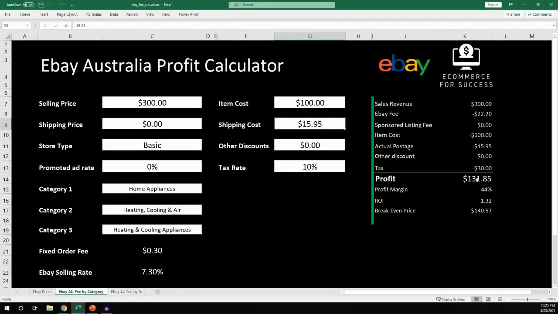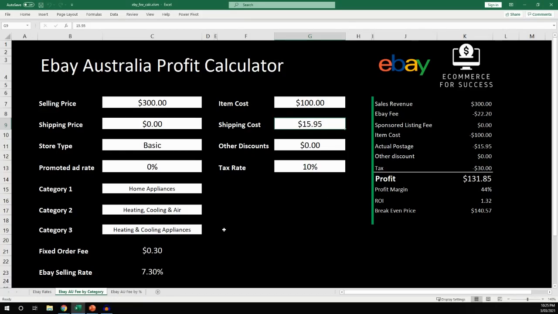And then lastly, the one that I didn't want you getting scared over, break-even price. You can see here, it's telling me that if I had this item, the $100 item, and I had to pay $15.95 for shipping, my break-even price would be $140.57. So I would need to sell it at a minimum of $140 to make any profit. So that way I know if I need to get rid of this item, I can even put it at $140 and I'm not having a loss in my financials for it.